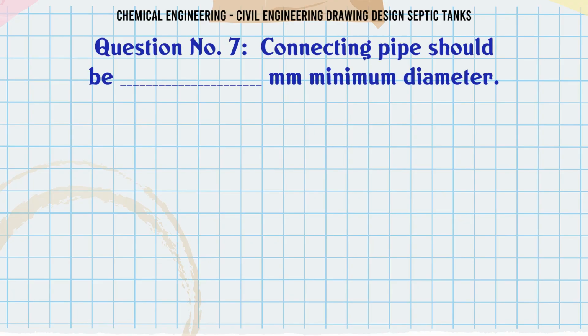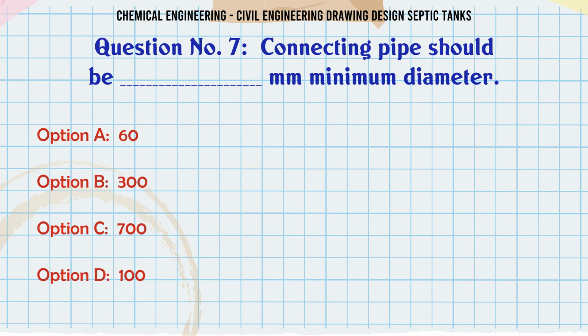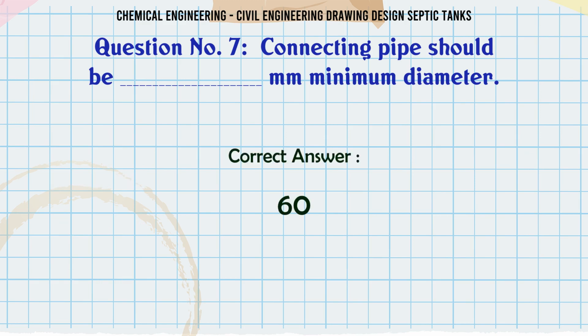Connecting pipe should be minimum diameter. A 60, B 300, C 700, D 100. The correct answer is 60.